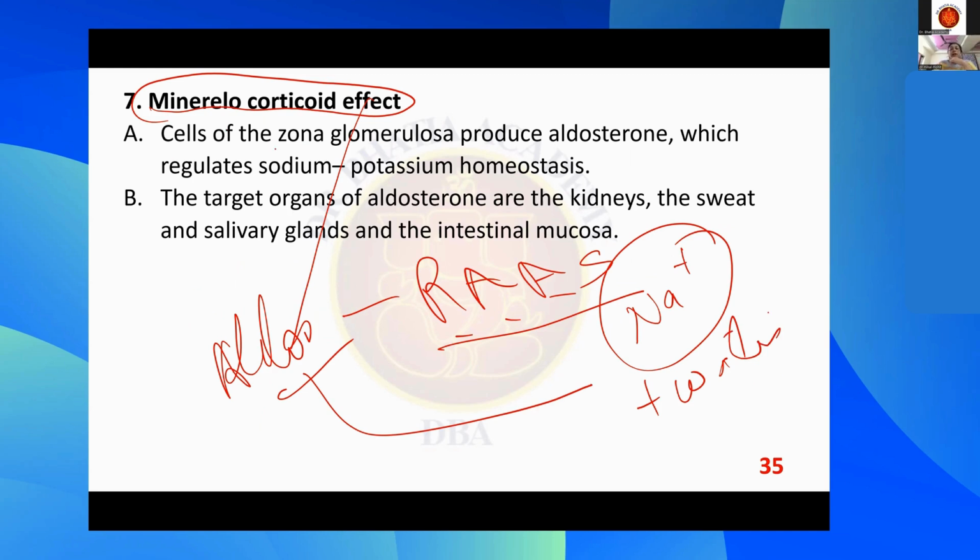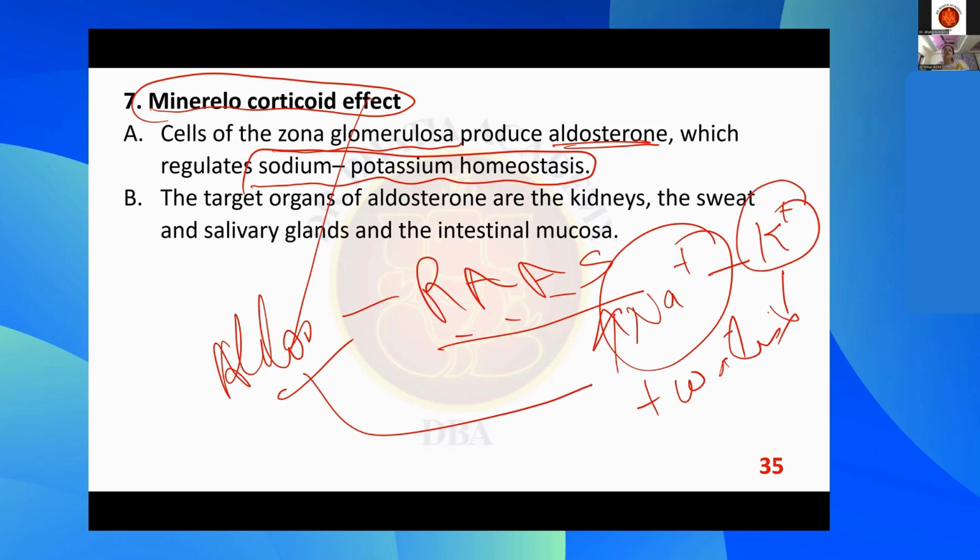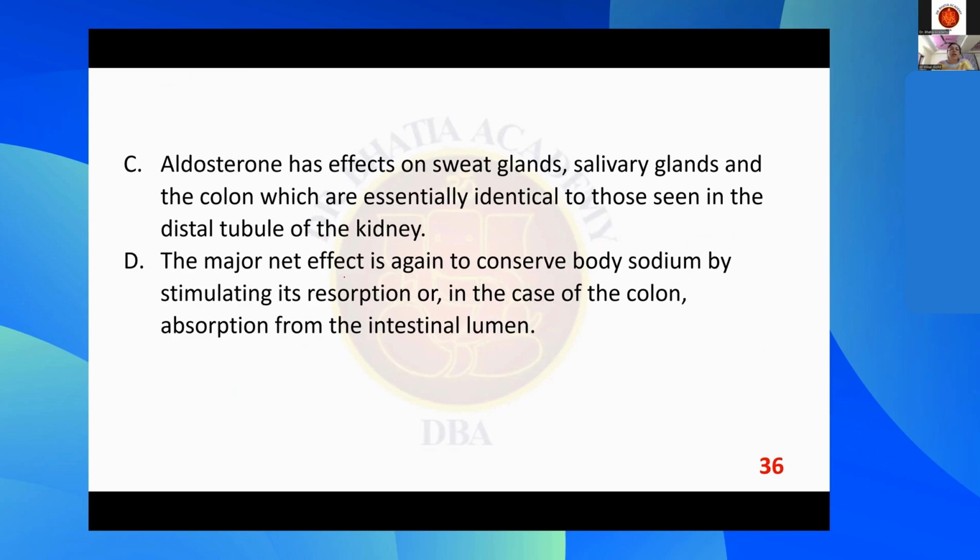So mineralocorticoid coming from the zona glomerulosa produces aldosterone, which is involved in sodium-potassium homeostasis. They maintain a normal balance of sodium and potassium. They cause potassium loss and reabsorb the lost sodium. Target organs are the kidneys, the sweat glands, salivary glands, and the intestinal mucosa. Aldosterone has effects on sweat glands, salivary glands, and the colon, which are essentially identical. The action is just the same as seen in the kidneys.